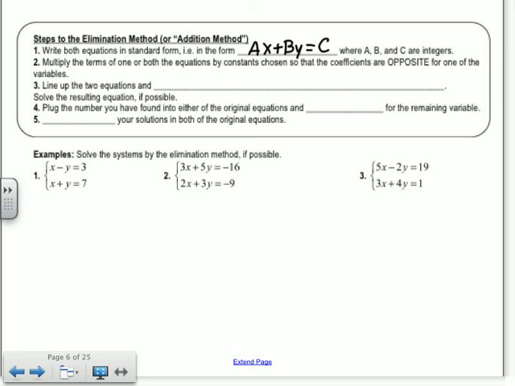So multiply the terms of one or both of the equations by constants chosen so that the coefficients are opposite for one of the variables. Confusing, but basically, let's say I'm on the third equation. I want to have like 4y and negative 4y. So you're going to multiply the top one through by some kind of number. Then line up the equations and add straight down.